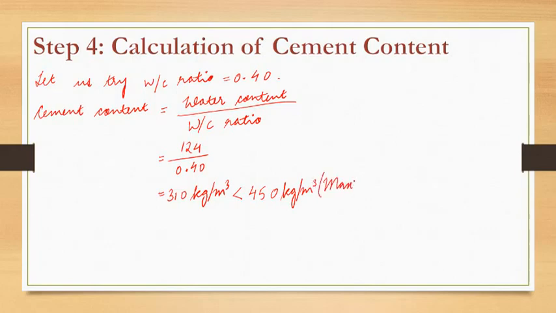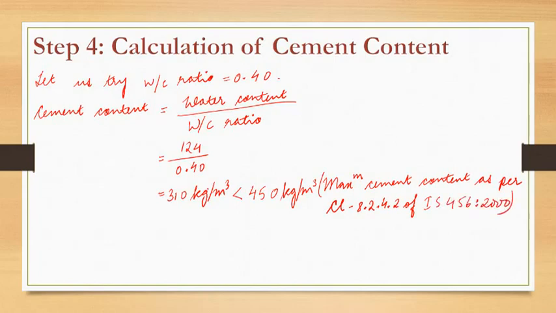That is maximum cement content as per clause 8.2.4.2 of IS 456-2000. Also, it should be greater than the minimum cement content. Our minimum cement content we have already calculated as 290 kg per meter cube. So this is greater than 290 kg per meter cube.